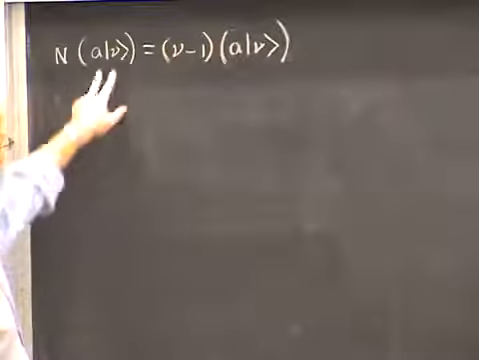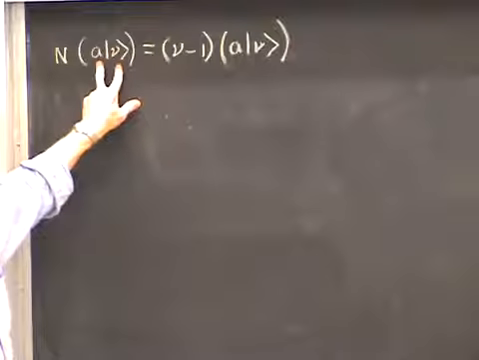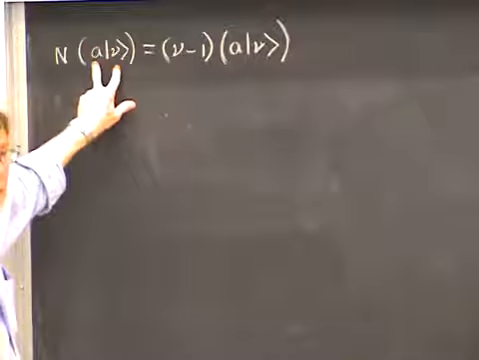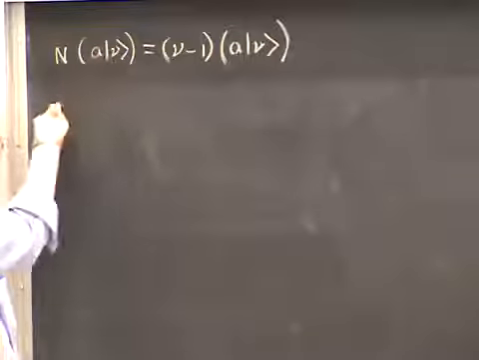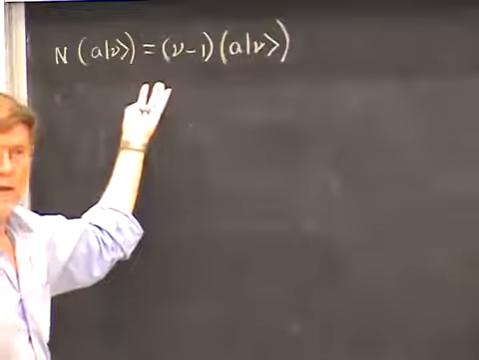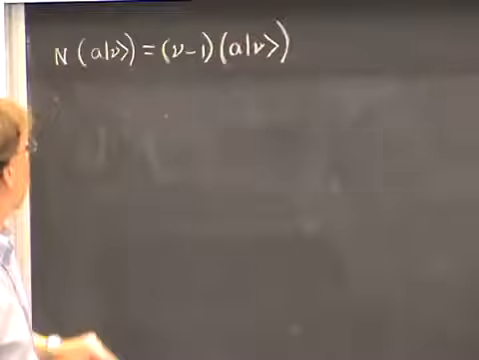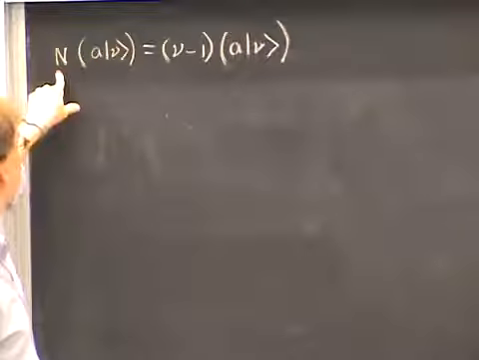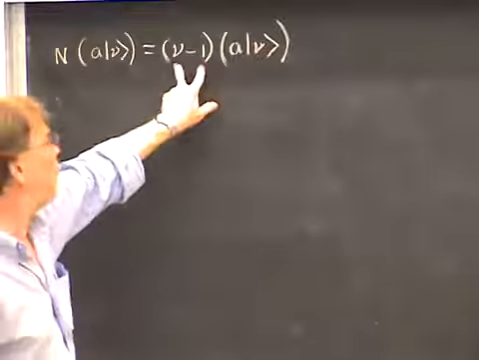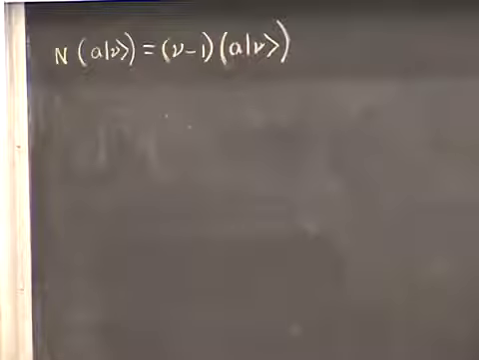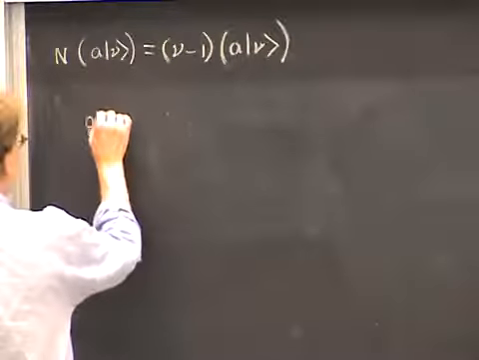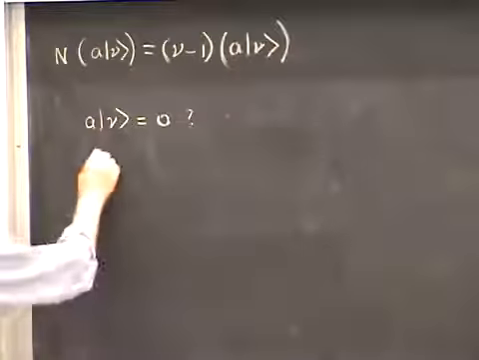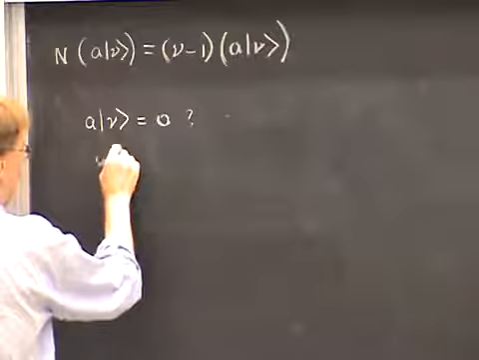Except for one slight wrinkle: we have to worry about the possibility that A nu could be equal to 0. Because nu is normalized, but A nu could be 0. And if A nu is 0, then this equation just says 0 equals 0, and it doesn't give us anything new. So to make a precise statement, we can say that if A nu does not vanish, then it is an eigenstate of the number operator with eigenvalue nu minus 1. All right. Now this raises the question: does A nu equal 0? When, if at all, does this happen?